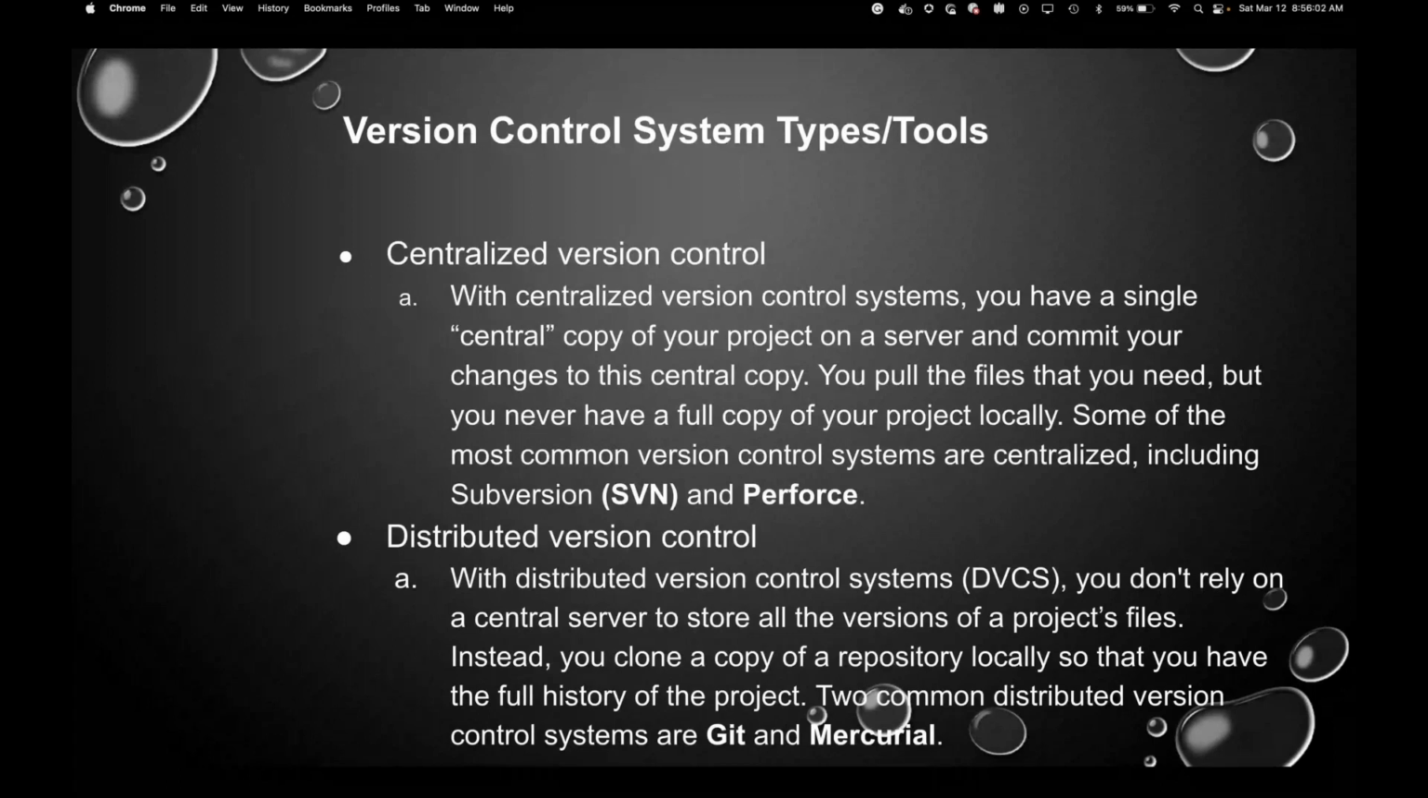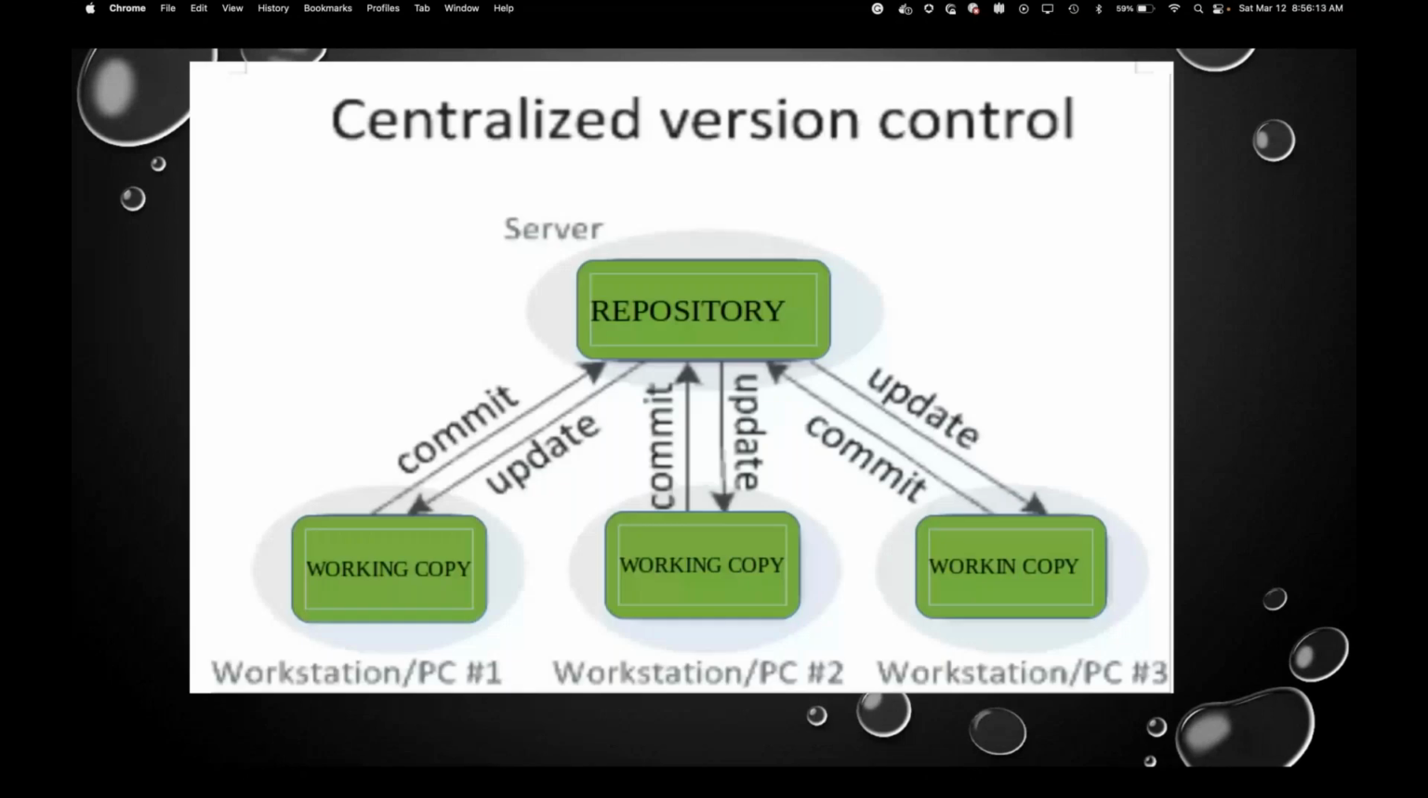So this is a distributed one and the centralized one. Let me just give you a pictorial representation. So this is how a server looks like, a central repository, and any working copy here. Here working copy is like developer one, developer two, developer three.